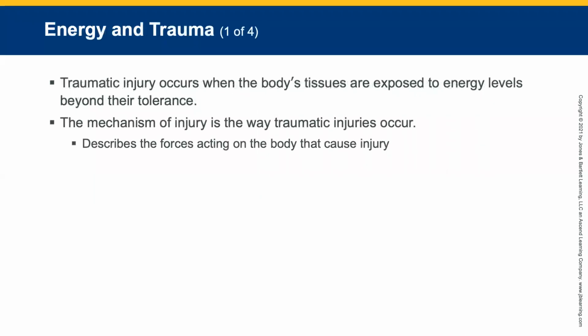We're going over injury and trauma. Traumatic injuries occur when the body's tissues are exposed to energy levels beyond their tolerance. So that's more than what we deal with on a day-to-day basis. Us walking, moving, those are our normal tolerances that we deal with on a daily basis. Mechanisms of injury describe forces or energy transmission acting on the body that will cause injury.